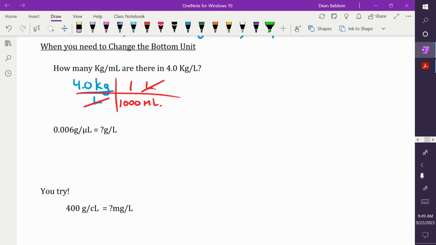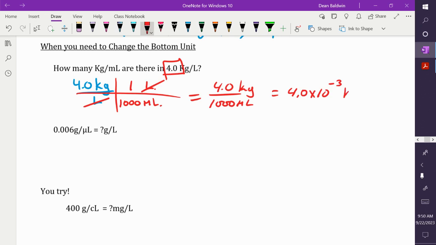So you could go across the top. We'll do it just for completeness. 4 times 1 is 4. 1 times 1,000 is 1,000. Please write the units, especially in the next unit. If you don't write the units, you're going to get confused. 4 divided by 1,000. How many sig figs in my answer? 2, right? Because this has 2 sig figs. So 4.0 times 10 to the minus 3 kilograms per milliliter.